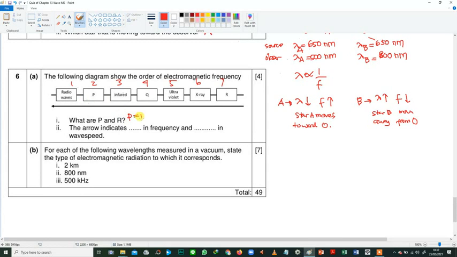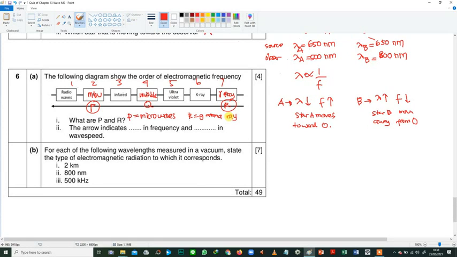So P is the microwave, and here I'm just writing microwave. And then after infrared comes visible light, ultraviolet, X-ray, and the edge is gamma ray. Because we have to find P, which is this one, and R is this one. Since this one is Q, you can say that R is gamma rays, like that. It's going to be 2 points.